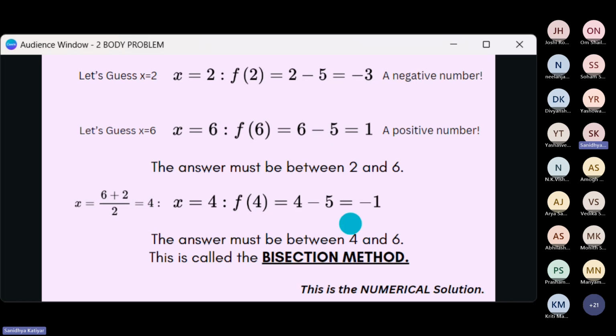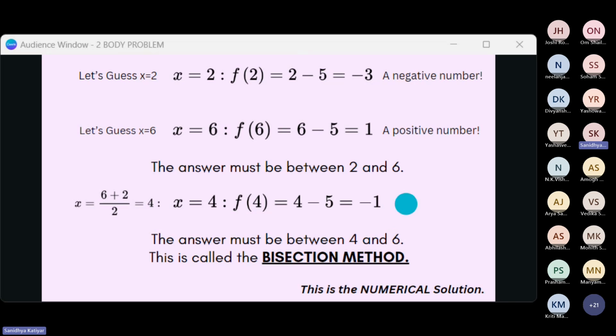And this is how all the calculators, be it in your computers, your phones or your scientific calculators, calculate the solution to these equations. This is called the bisection method, and this is the numerical solution. So yeah, we will be simulating the two-body problem later in the presentation.